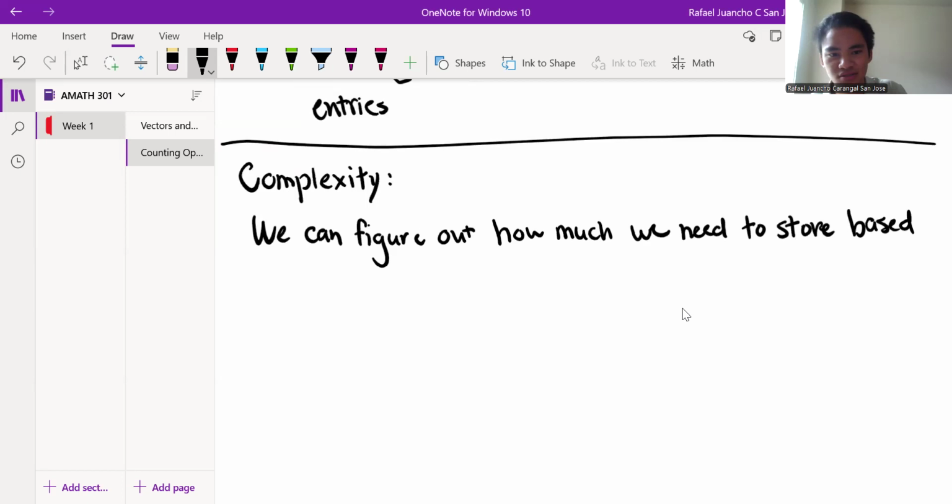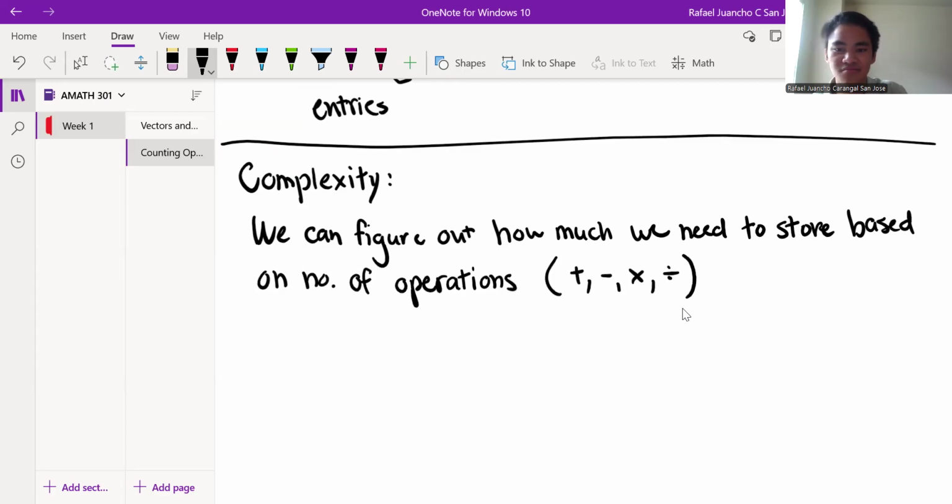So based on the number of operations. What do I mean by operations? Adding, subtracting, multiplying, dividing. The question though is how many of those operations do we need to do? That's what computational complexity is. So the question is how many operations do we need?